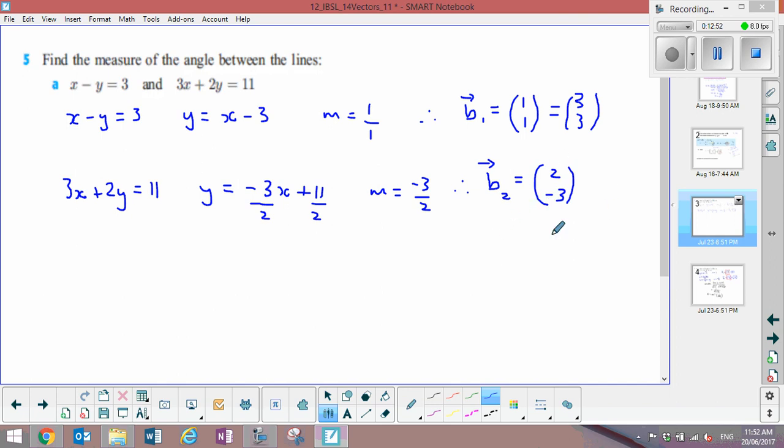Once you've got your direction vectors, then it's pretty straightforward to go and find out the angle between the lines. All right, so make some notes on that and come with any questions you've got to class.